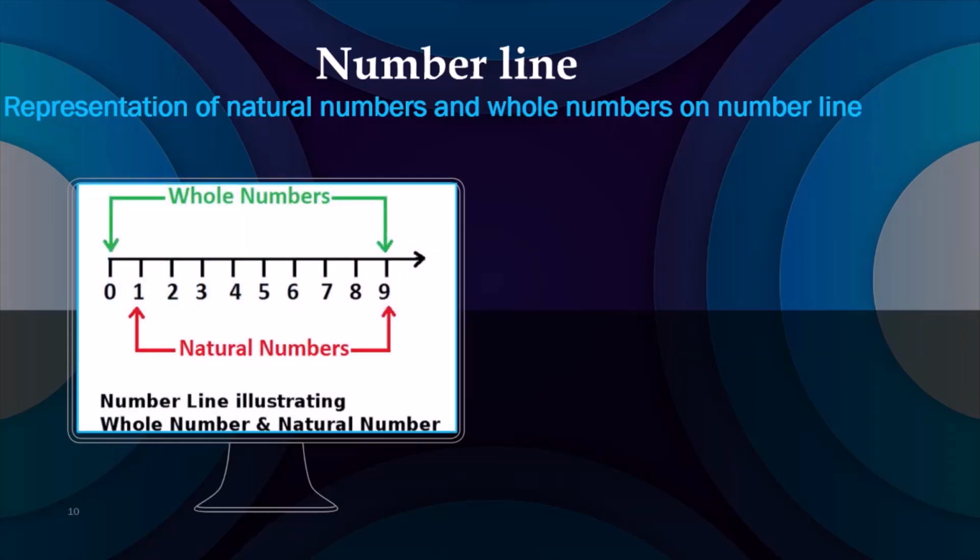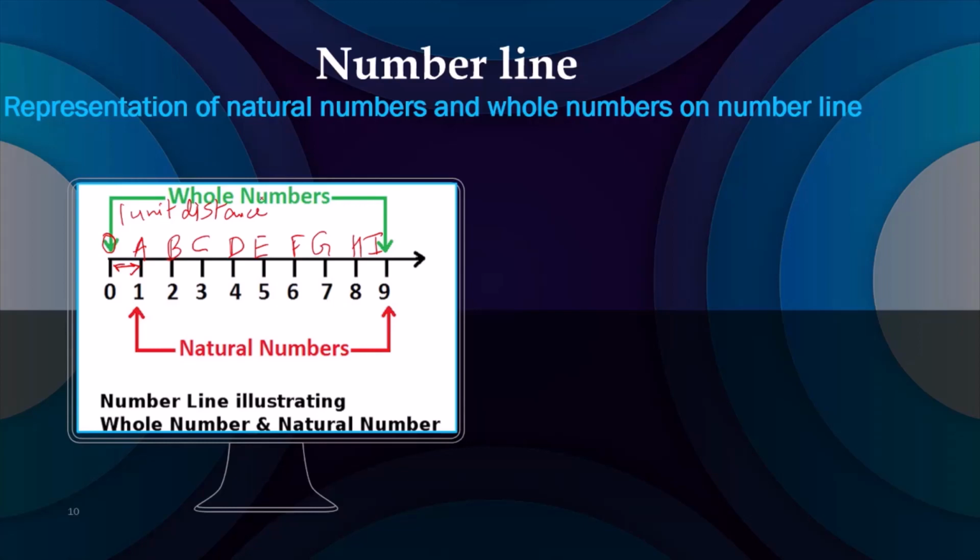In order to represent whole numbers on the number line, let us take a number line and label the points. Let us take this point as O, this point as A, this point as B, C, D, E, F, G, H, I. Now, one thing to note is that the distance between O and A is taken as unit distance, that is, 1 unit distance.